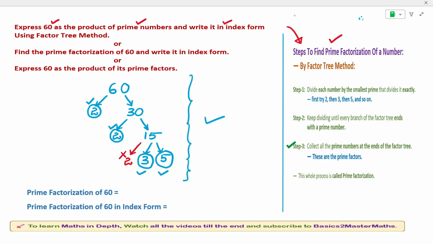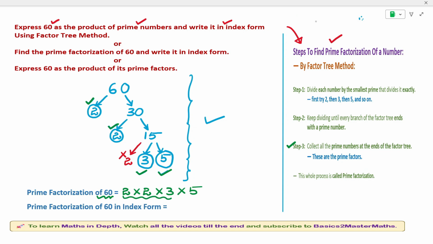Finally, collect all the prime numbers at the ends of the factor tree. In this case, they are 2, 2, 3, and 5. Therefore, prime factorization of 60 is 2 multiplied by 2 multiplied by 3 multiplied by 5.